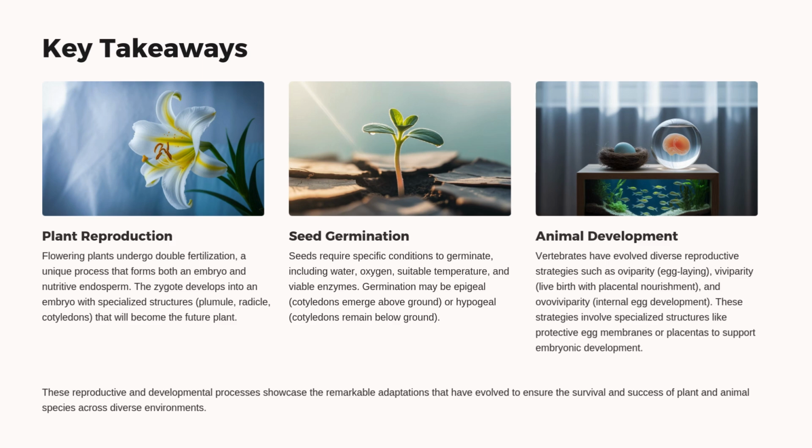Animal development. Vertebrates have evolved diverse reproductive strategies, such as oviparity, egg-laying, viviparity, live birth with placental nourishment, and ovoviviparity, internal egg development. These strategies involve specialized structures, like protective egg membranes, or placentas, to support embryonic development. These reproductive and developmental processes showcase the remarkable adaptations that have evolved to ensure the survival and success of plant and animal species across diverse environments.